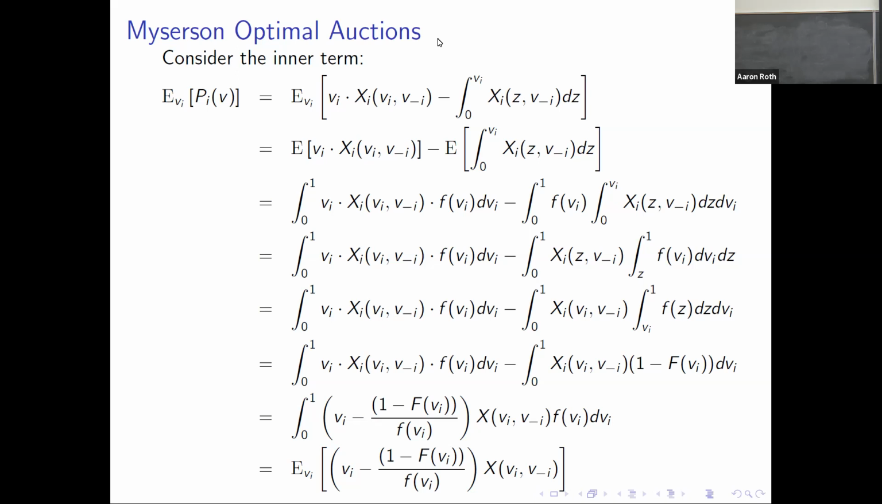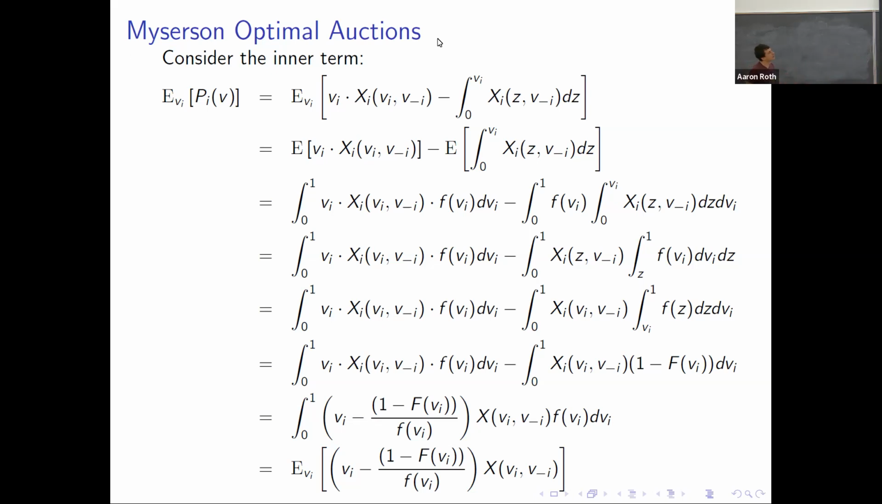Z is just the name of the variable we're integrating over here. Think about it as, if you bid VI, then Z ranges from 0 to VI. So it's all of the bids you could have made less than the one you actually made, and this is the indicator of whether you would have won the item had you bid Z, for each Z less than your true value.